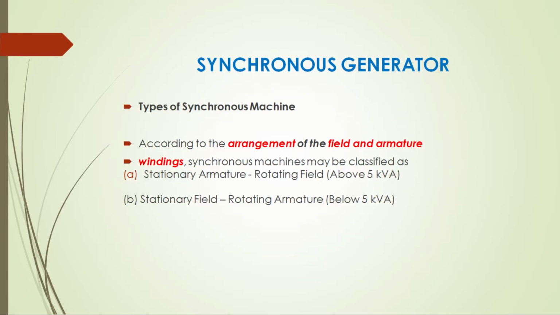In unit 3 of Electrical Machines 2, we have already seen this in previous classes, so we will do a quick revision of what we have studied in the third unit. Types of synchronous machines we have seen. They can be classified as stationary armature rotating field, or stationary field rotating armature. Stationary armature and rotating field is used for above 5 kVA, and stationary field rotating armature is used for below 5 kVA rating.